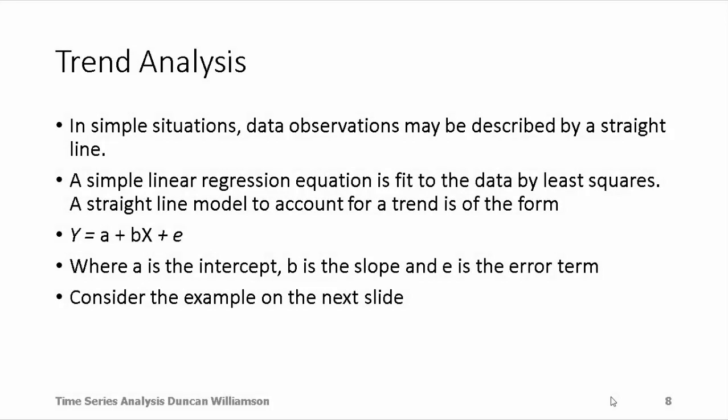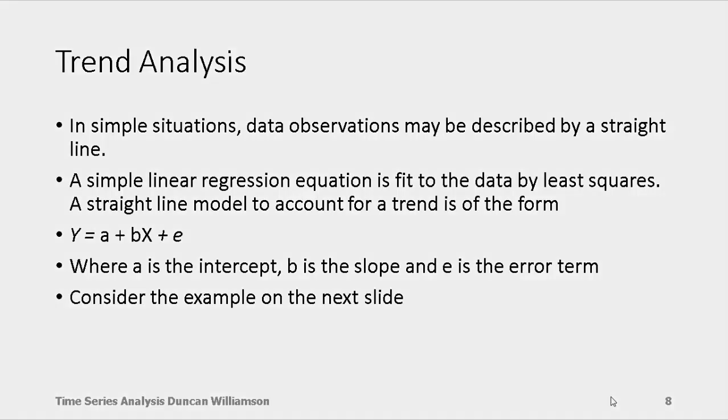In simple situations, data observations may be described by a straight line. A simple linear regression equation is fit to the data by least squares. A straight line model to account for a trend is in the form y equals a plus bx plus e, where a is the intercept, b is the slope, and e is the error term.